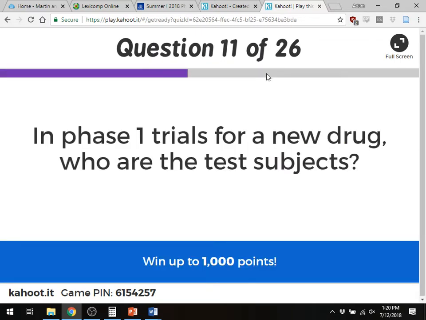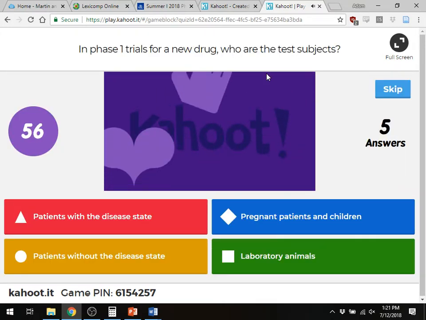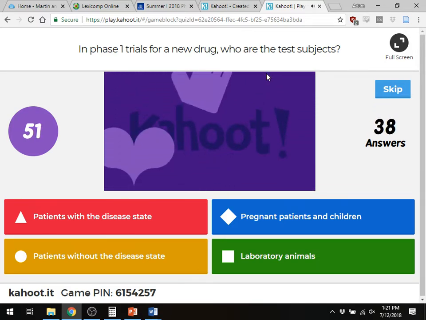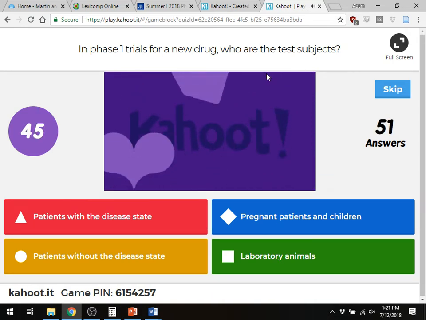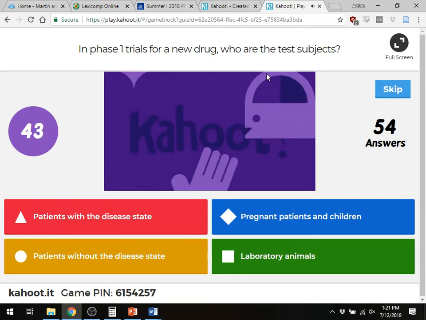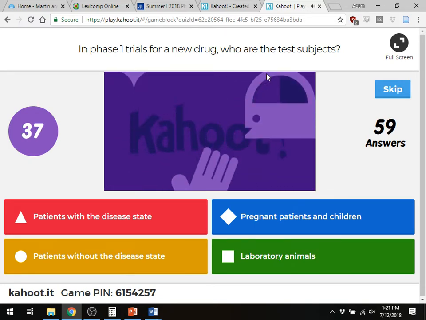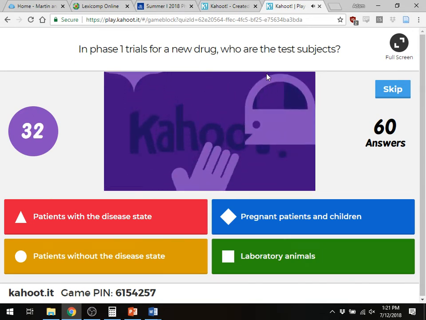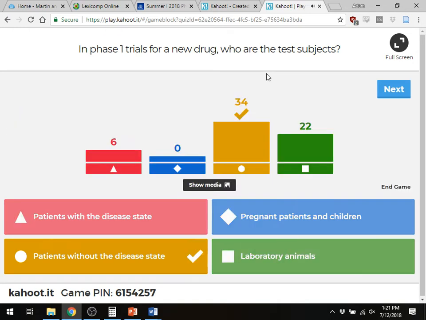In phase one trials for a new drug, who are the test subjects? Patients with the disease state, pregnant patients and children, patients without the disease state, or laboratory animals? I guess we're all animals, aren't we? Good. Patients without the disease state is the correct answer here.